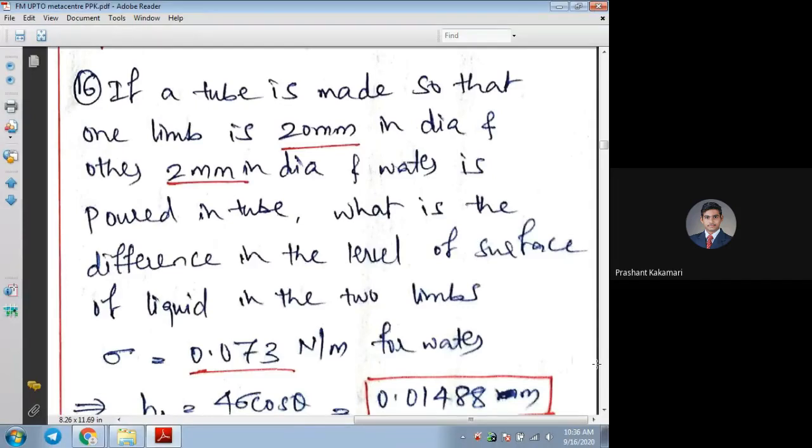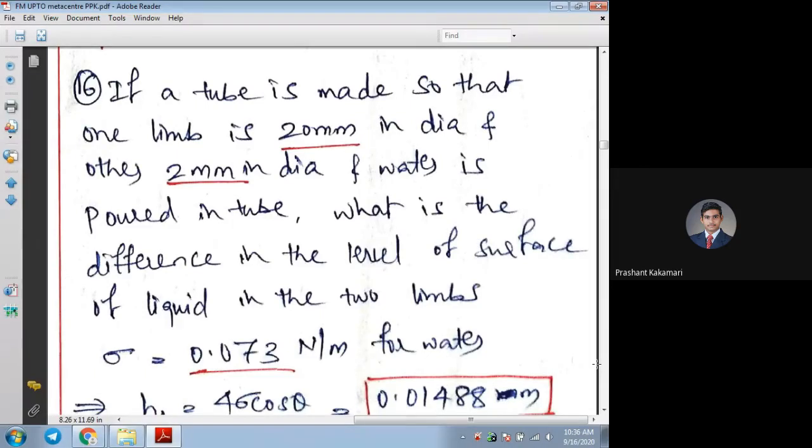Here two tubes, or two limbs of pipes, are given. One limb measures 20 mm in diameter and the other limb is 2 mm in diameter. Water is poured in both the tubes. They are connected by a vertical tube like a U-tube. We need to find the difference in the level of the surface of the liquid in the two limbs.